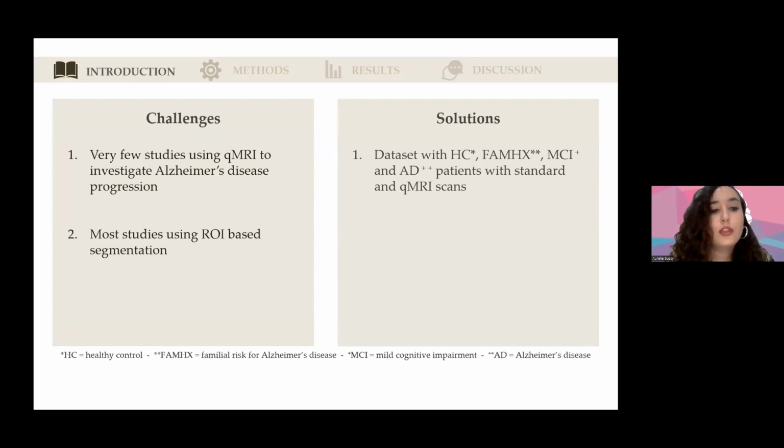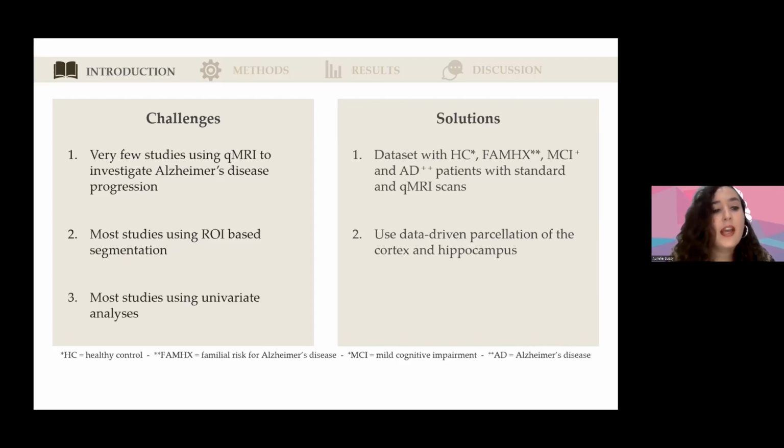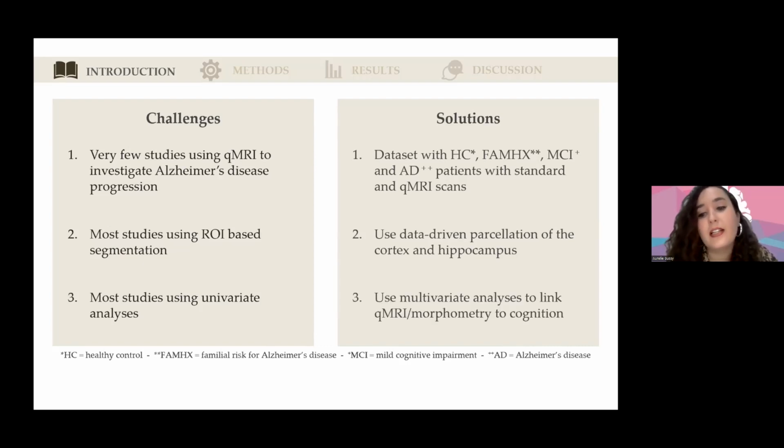The second thing is that most studies are using region of interest-based segmentation, which are often based on a priori definition for atlases, which might or might not be as relevant for the specific study of interest. So in order to overcome that, we are going to use a data-driven parcellation of the cortex and the hippocampus. And finally, most studies that want to relate qMRI metrics with cognition or demographics are often using univariate analysis. So we are going to try to use multivariate analysis to do so in my study.